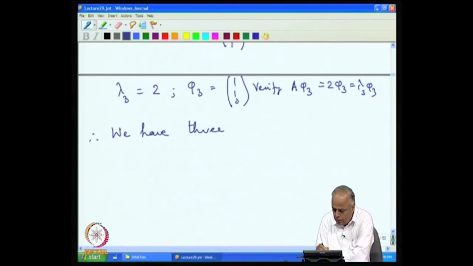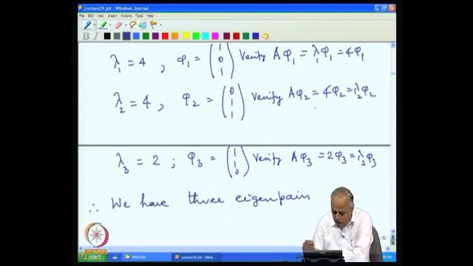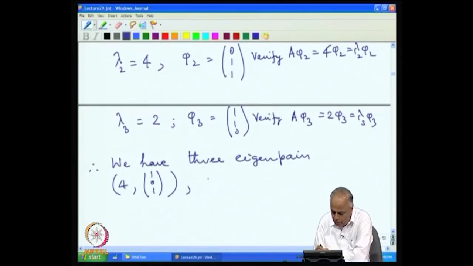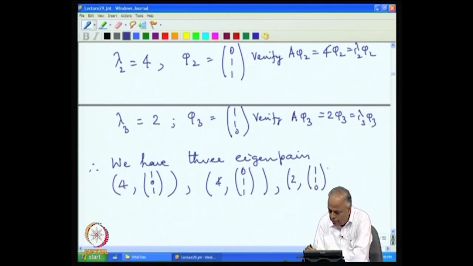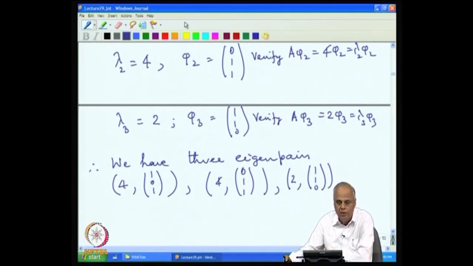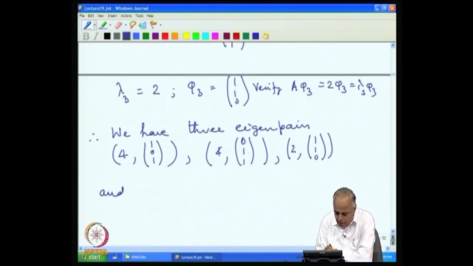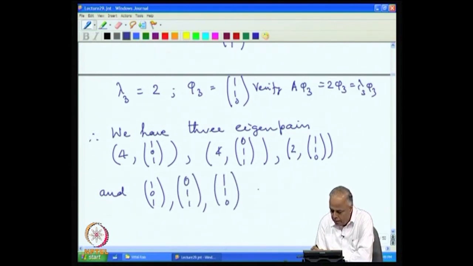And therefore, we have 3 eigen pairs now. The first one is lambda 1 phi 1, which is 4 and 1 0 1. The second one is lambda 2 phi 2, which is 4 and 0 1 1. And the third one is lambda 3 phi 3, 2 and 1 1 0. Notice that the number 4 repeats in the first and the second pair, but the corresponding eigenvectors we have chosen are different, and the eigenvectors involved in this are linearly independent.